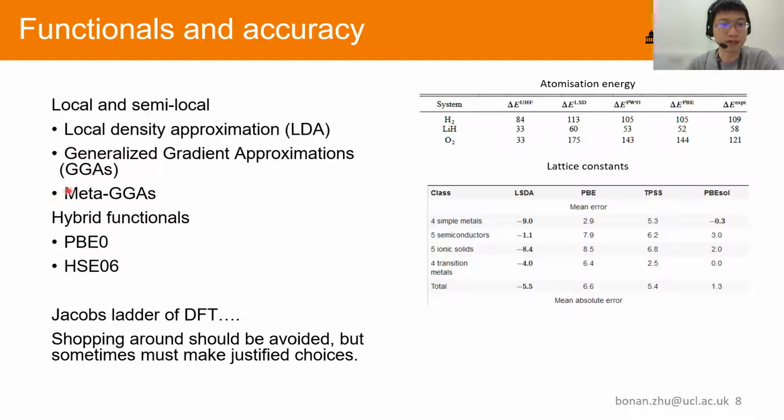There are also other flavors, including the so-called semi-local generalized gradient approximation, which includes both the local density and the gradient of the local density. You can go further down the gradient expansion. There's meta-GGA, which includes the second derivative of the gradient. There are also hybrid functionals, which mix a bit of Hartree-Fock exchange into the functional.